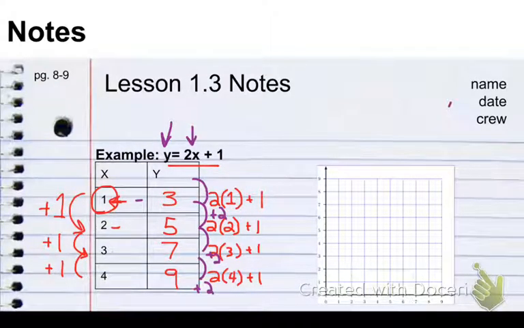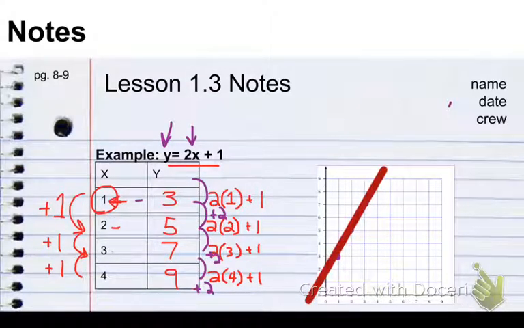So for my first point, it's going to be 1, 3. I go over 1, up 3. My next point is going to be 2, 5. Over 2, up 5. My next point is going to be 3, 7. Over 3, up 7. My next point is going to be 4, 9. Over 4, up 9. And it forms a linear equation, a line, right?